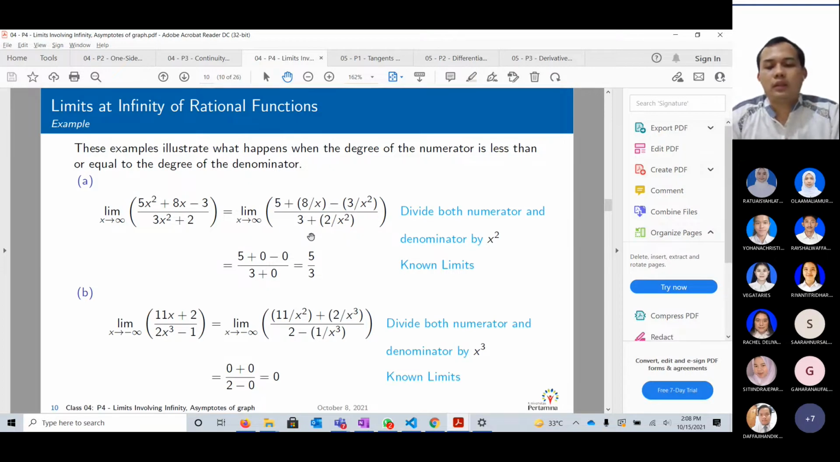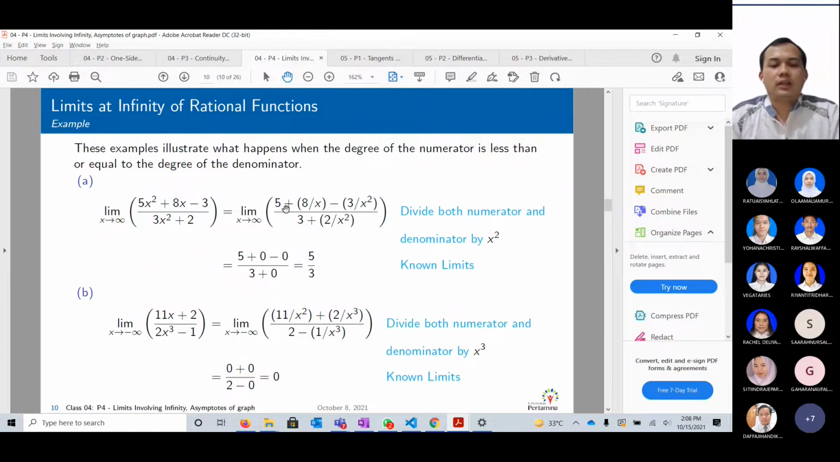Also the denominator we divided by x squared. Jadi kita bagi pembilang dan penyebut masing-masing dengan pangkat tertinggi, karena pangkat tertingginya adalah x kuadrat. Jadi pangkat tertinggi di antara pembilang dan penyebut adalah x kuadrat, maka dua-duanya kita bagi dengan x kuadrat.